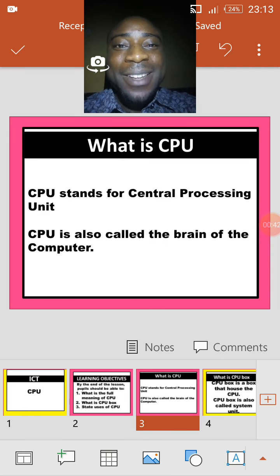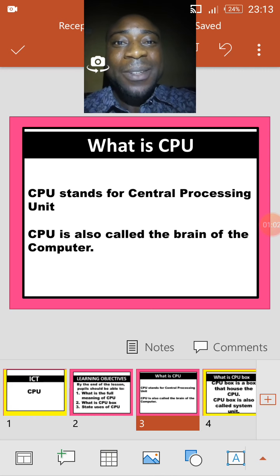So let's start. What is the full meaning of CPU? CPU is a computer word that stands for Central Processing Unit. I repeat, Central Processing Unit. CPU is also called the brain of the computer, as the brain is to the human being.